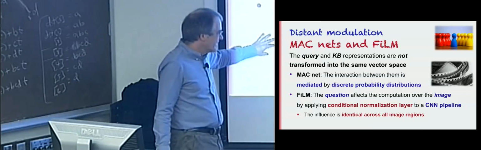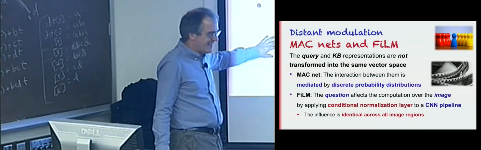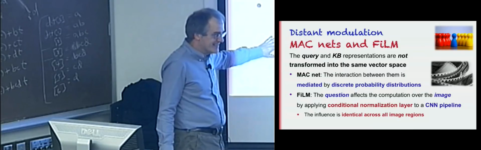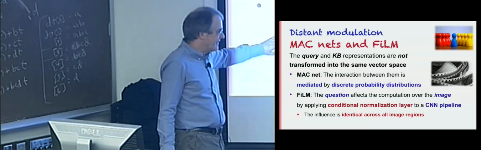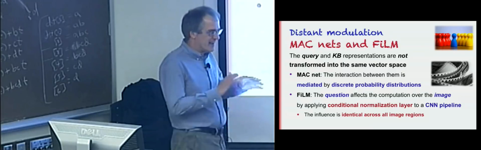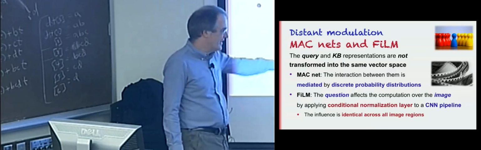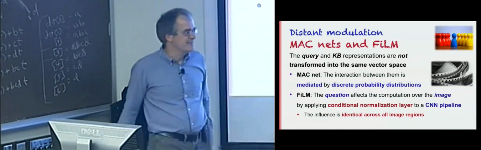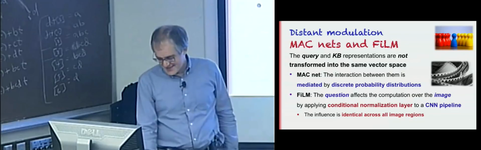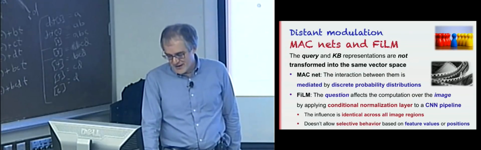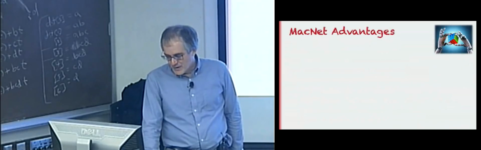If I'm honest, I don't quite understand how the FiLM network works as well as it does, because in the FiLM network, you've got this normalization layer, which you're setting the parameters of based on the question, but then you apply it over the entirety of the image. So there's no localization to parts of the image. It somehow surprises me it works as well as it does, but in practice it seems to work reasonably well.